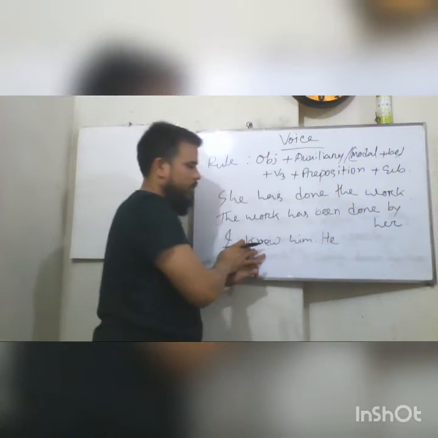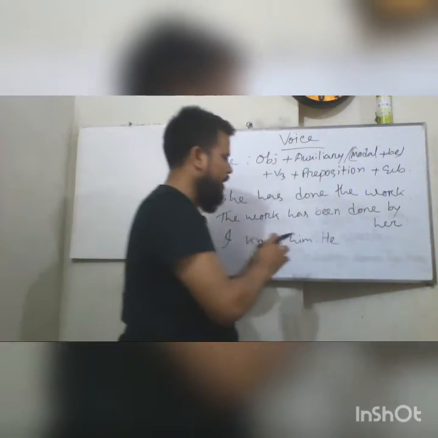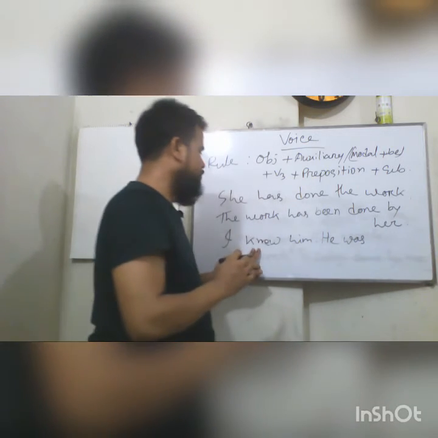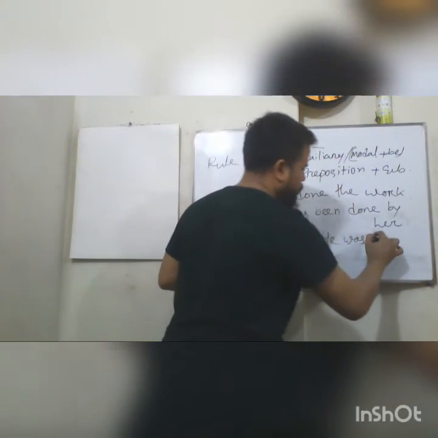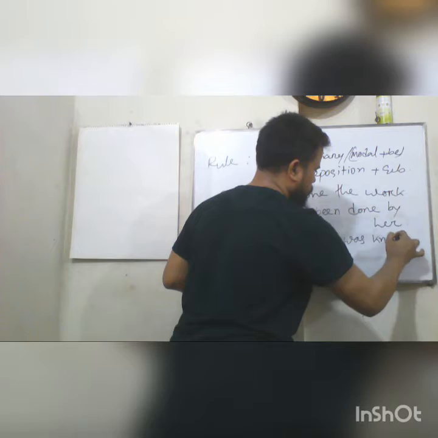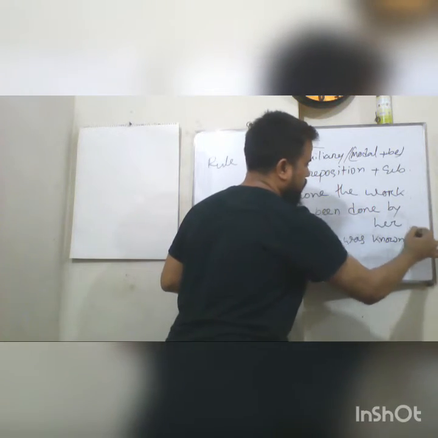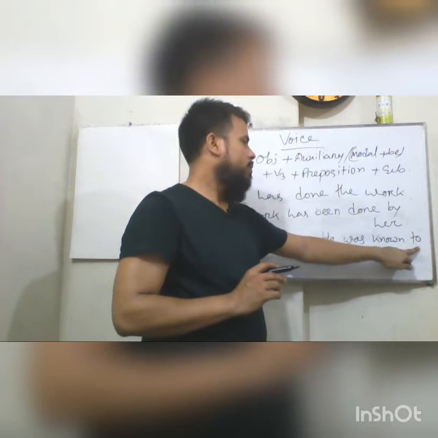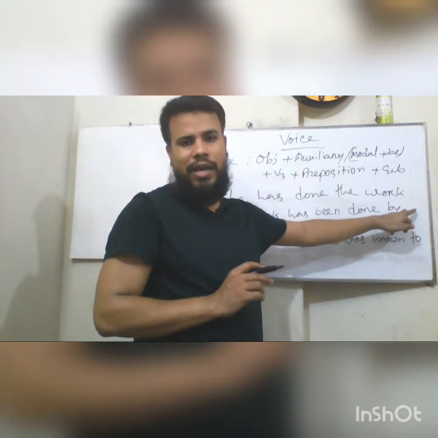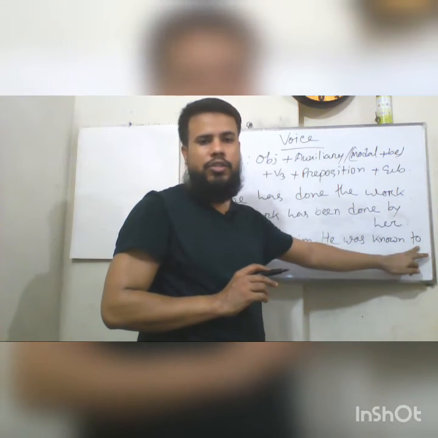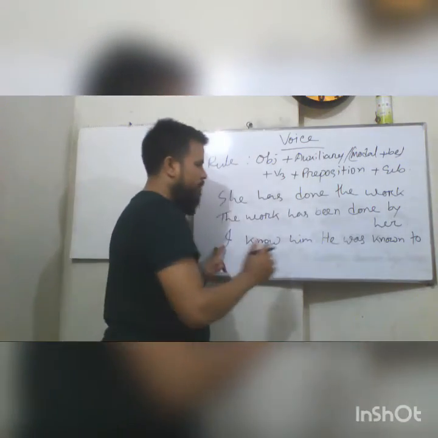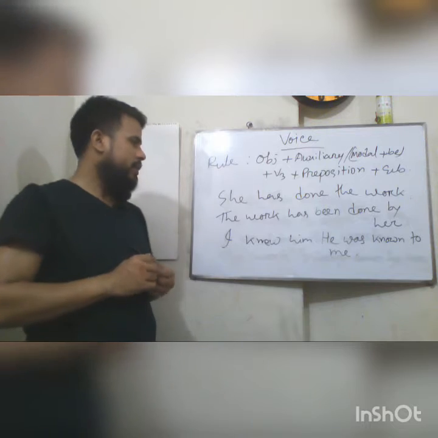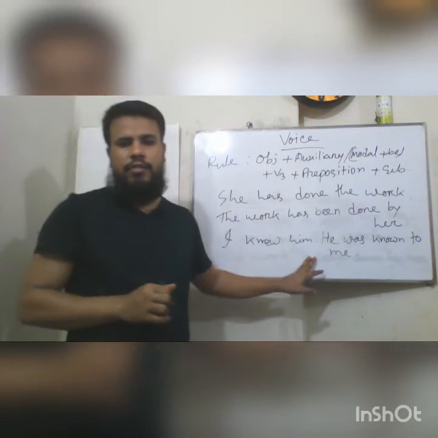As it is a past tense, then we have to use the auxiliary was. And then verb 3: know, knew, known, verb 3. Then the preposition to. Here we have a change. Here we use to, but there we used by. This is the change. So I for me. Okay? And this is the past indefinite tense.